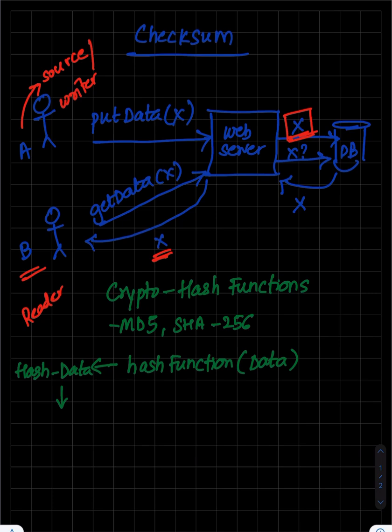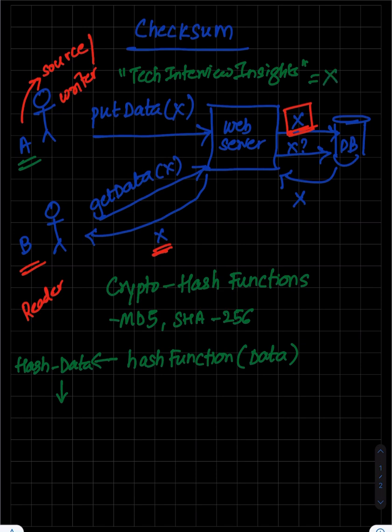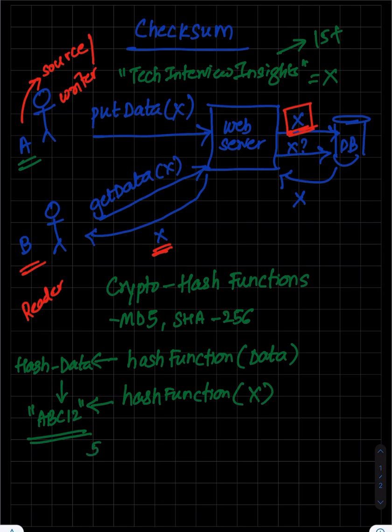So let me give an example over here. If the user A wants to write data called "tech interview insights" into the application, this is a long string, right? And if this data, which I will call X, is supplied to this hash function, what it will return is some alphanumeric string, ABC12. The length of the original could be maybe 15 plus characters, but this hash length is exactly 5 characters.